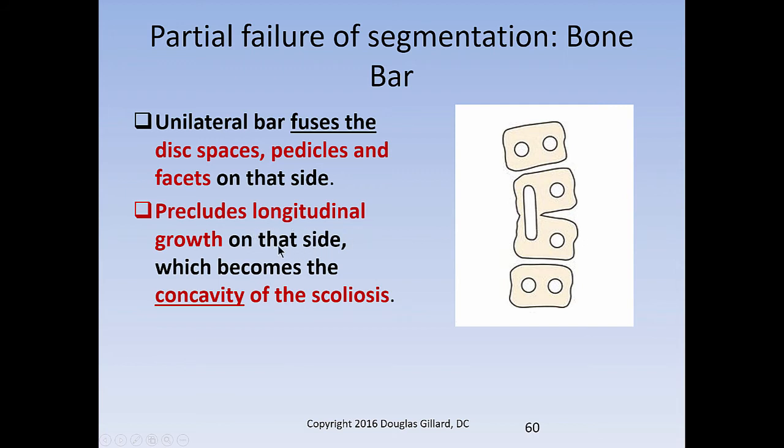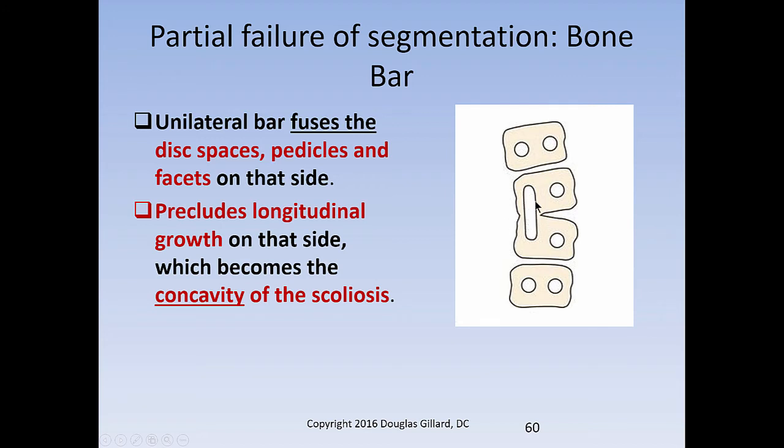It precludes longitudinal growth on that side, right? It can't grow. There's no ring hypothesis here. It's fused, but it can still grow over here. And it can bend this, like bending a little stick, a willow stick. It won't break it, but it'll bend it as this grows. It ultimately will become the concavity of the scoliosis. The concavity would occur here.